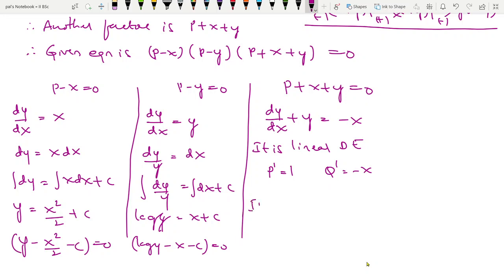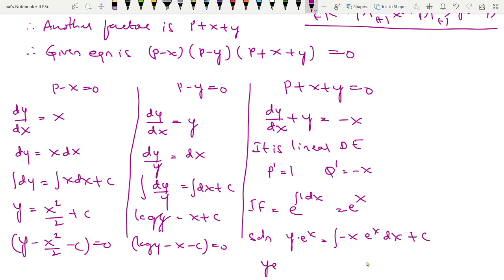This is how to solve a linear differential equation, you know. The integrating factor must be found out. Integrating factor IF is equal to e to the power of integration of 1 dx. So that is e to the power of x. Let us write the solution now. So y into integrating factor is equal to integration of q, which is minus x into e to the power of x dx plus c.